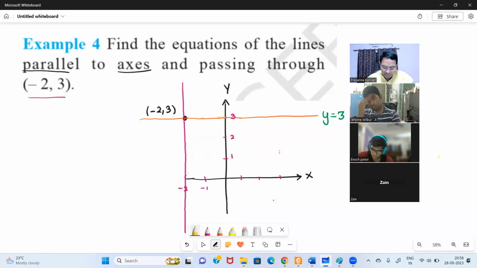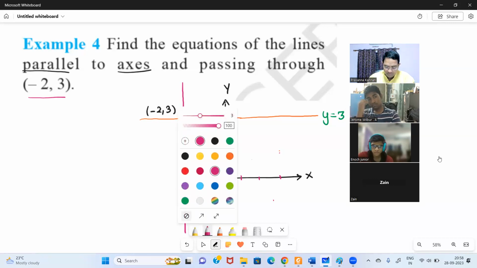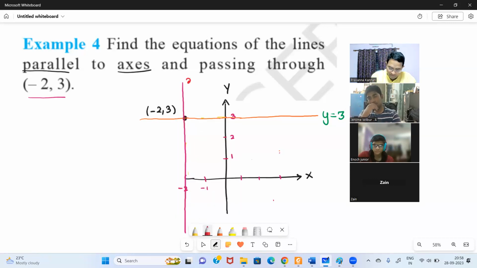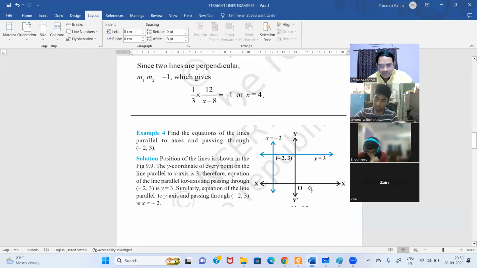So what is the equation of this line? Tell me. x is equal to minus 2. That's it. Is it clear, students? Theorem clear, not clear? Yes, sir. Good. That's a very fair answer. So x equal to minus 2 and y is equal to 3. That's it.